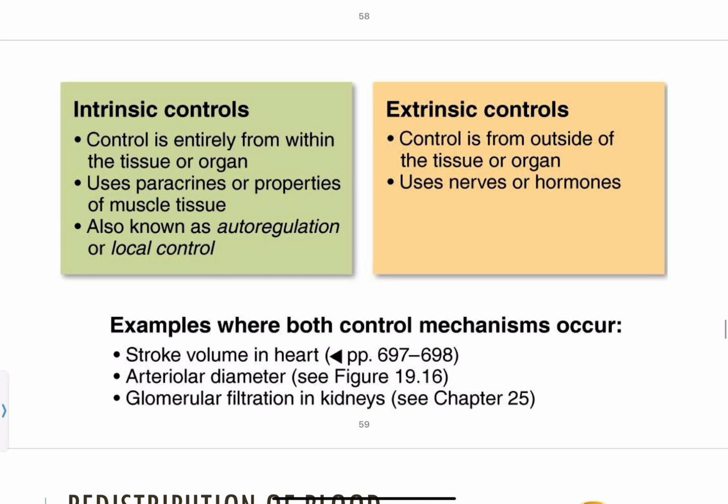We've talked about intrinsic and extrinsic previously. Intrinsic controls meaning coming from within that particular tissue or that organ. When we talk about extrinsic controls, we're talking about control outside of that tissue or that organ. Blood flow control is split between both extrinsic and intrinsic systems. It's not like only one is occurring. Both of them are usually occurring simultaneously.